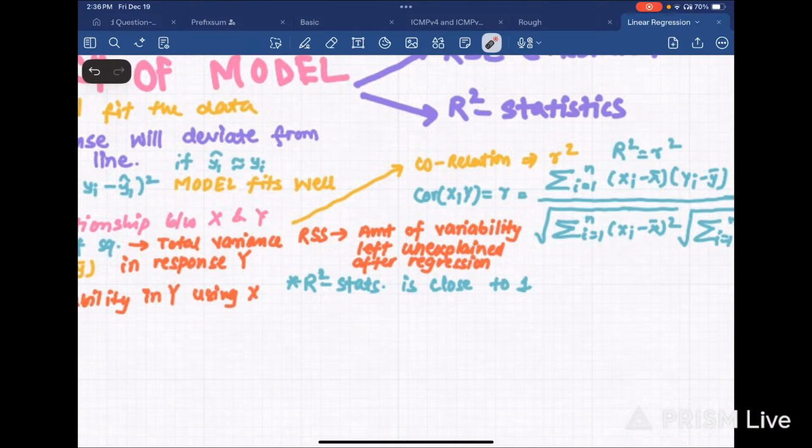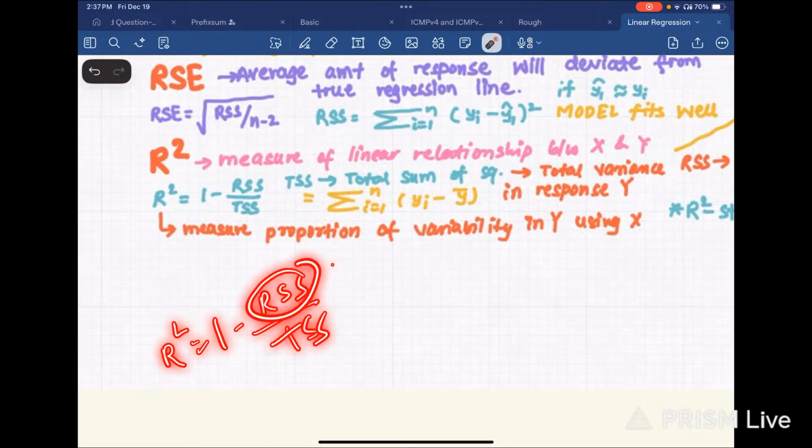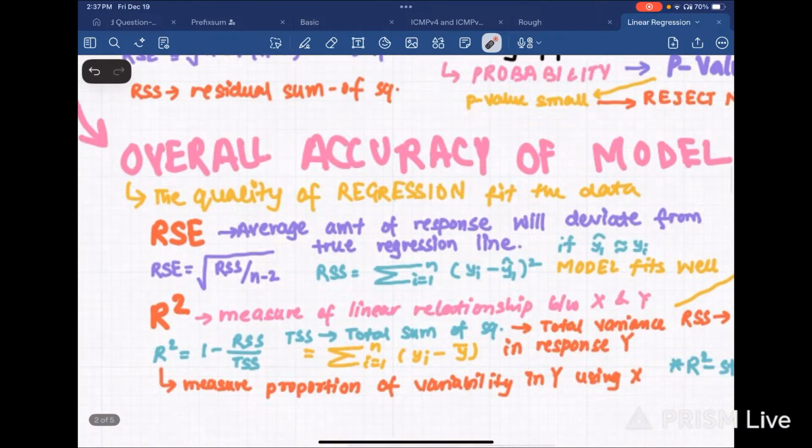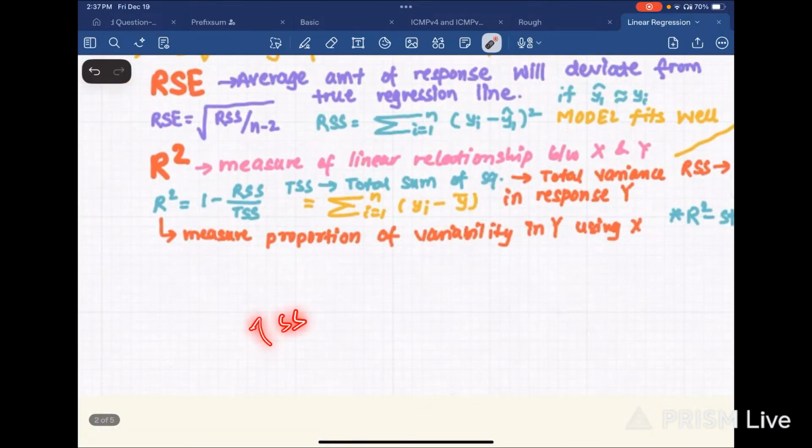First we should know about capital R square. The R square statistic is a measure of the proportion of the variability in y that can be explained using x. So the variability in y that can be explained using x is basically what R square means here. R square is calculated using 1 minus RSS divided by TSS, where RSS is the residual sum of squares and TSS is the total sum of squares.